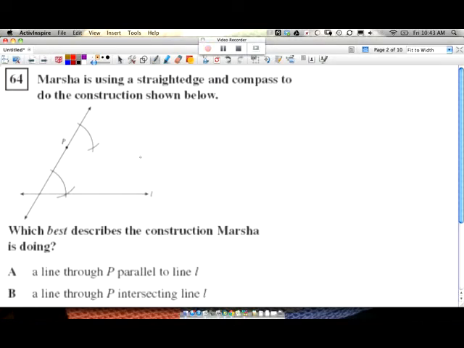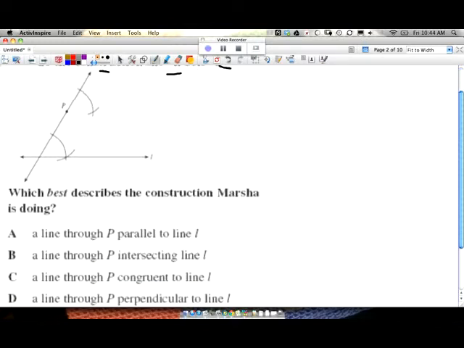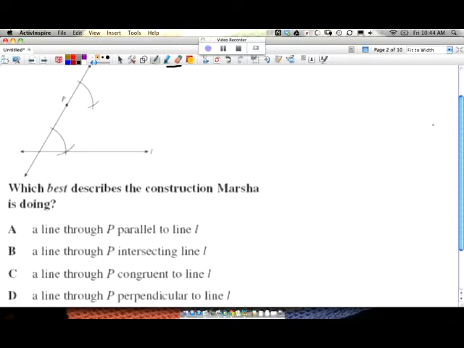Number 64, the first one dealing with it. Okay, so I look at this as Marcia is using a straight edge and a compass to do the construction shown below. Which best describes the construction that Marcia did? Okay, now here's the thing about constructions on a multiple choice test. Constructions are hard to grade or assess on a multiple choice test because it's so easy to find shortcuts.